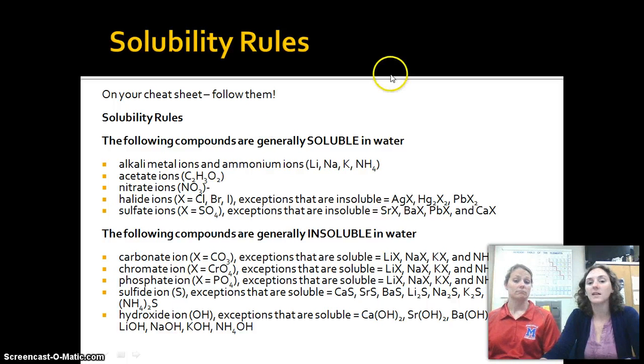Okay, so let's say you have lithium chloride. Well, you have lithium, that means it's soluble. Check the other one. It's a halide. These are soluble too. Check your exceptions. It's not there. So lithium chloride would be aqueous. If it's not aqueous, they're going to follow it with an S for solid, because it's insoluble and it'll still be a solid. And so when you get a precipitate, precipitates are solids.